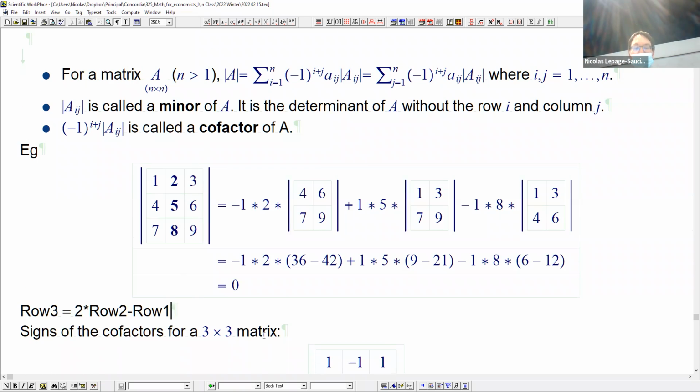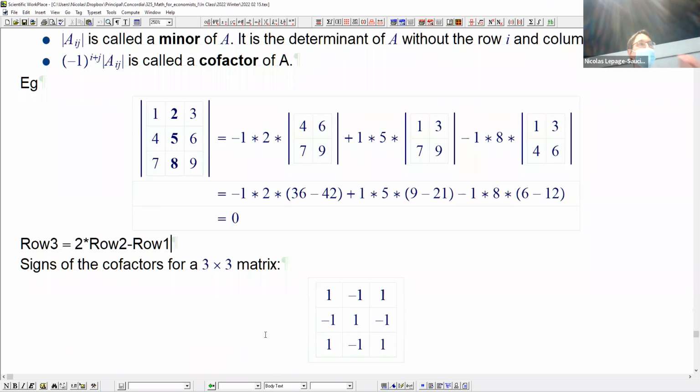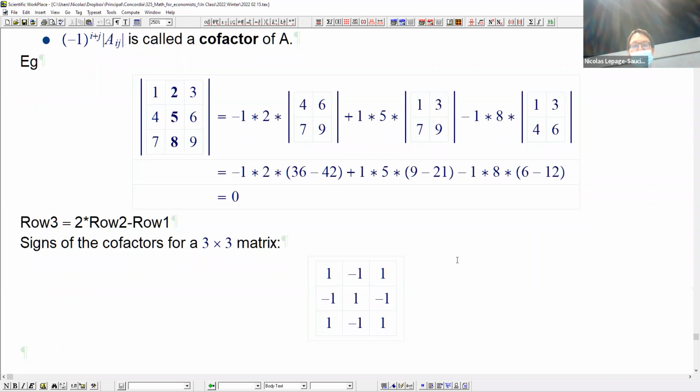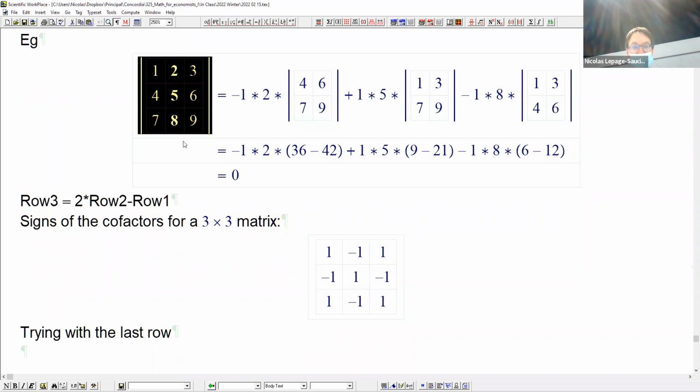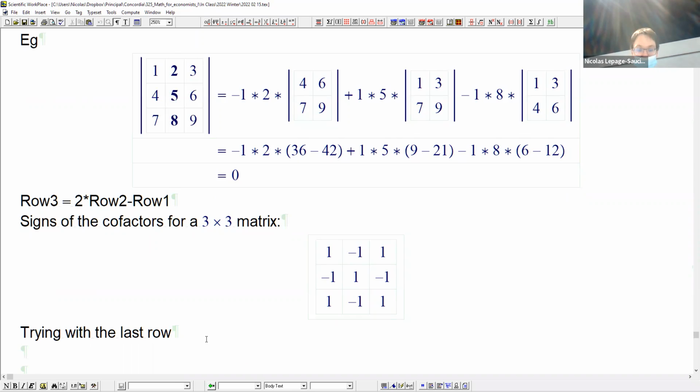So no solution. Are you talking about? Yeah. Okay. And just to prove it to you, let's try with some other means, not using this column, but this last row, for instance. I'm going quickly here.